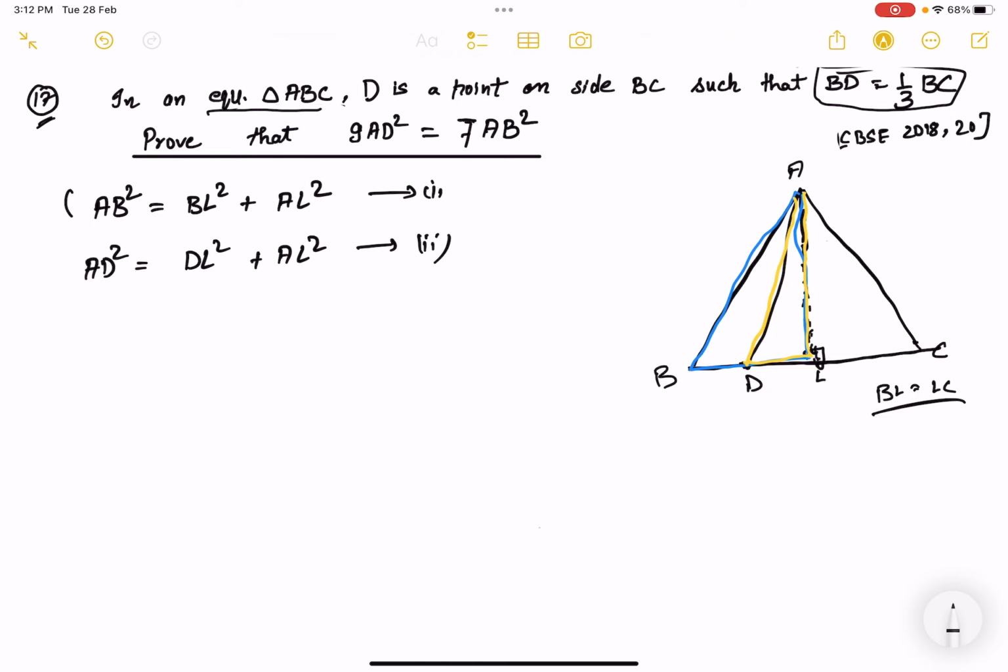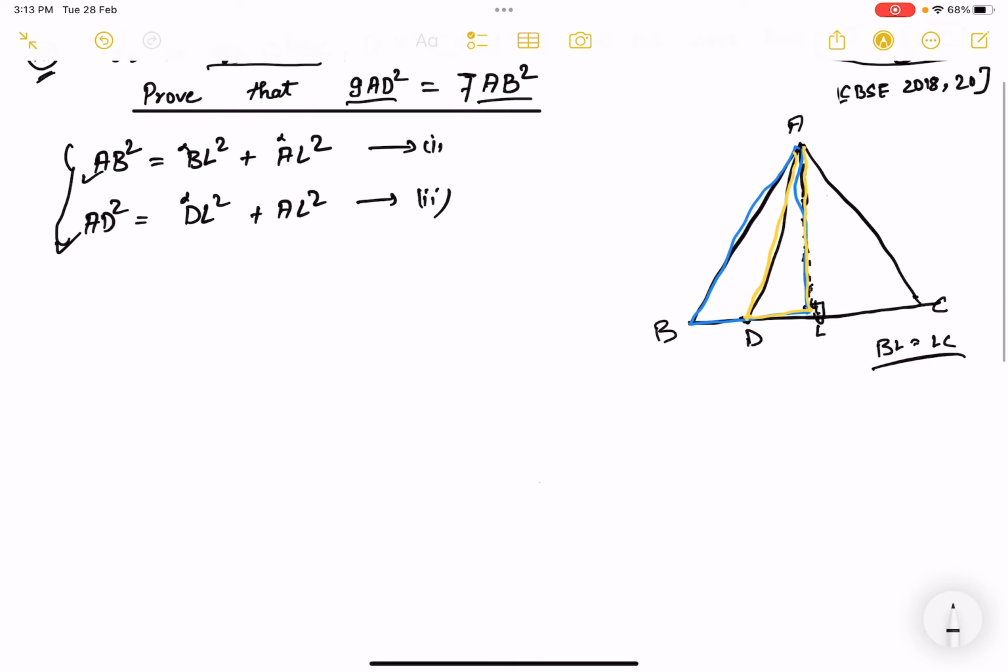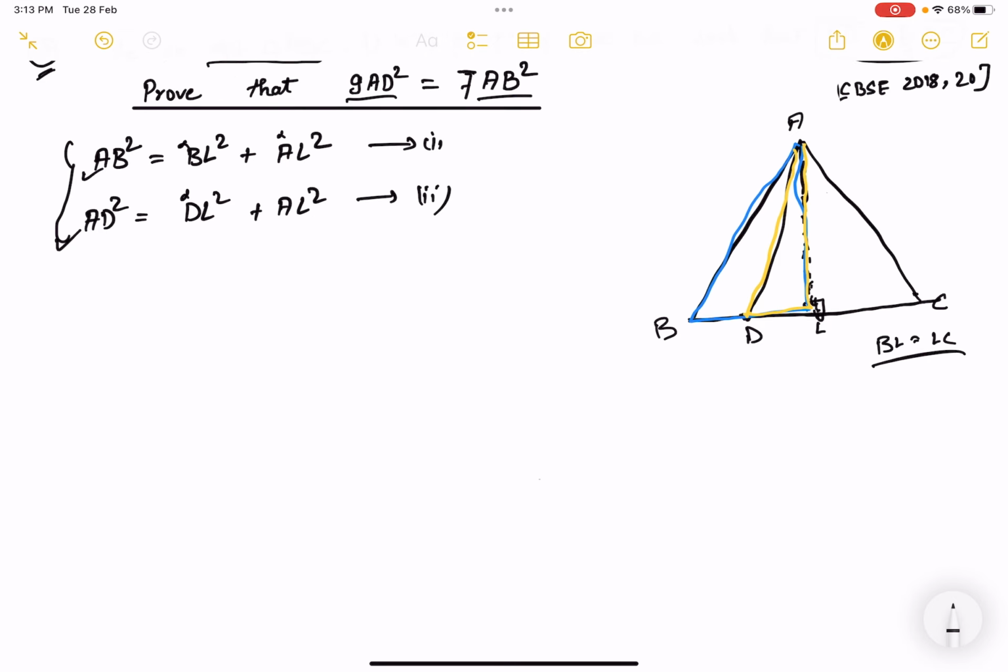If we look at these two equations, we will see that we have AB and AD, which are present in our final expression, and we don't want all these terms. We don't want BL, we don't want AL, we don't want DL. So let's eliminate them. First is BL. What is BL? This is BL. We can write BL is equal to half of BC, because AL bisects the side BC.